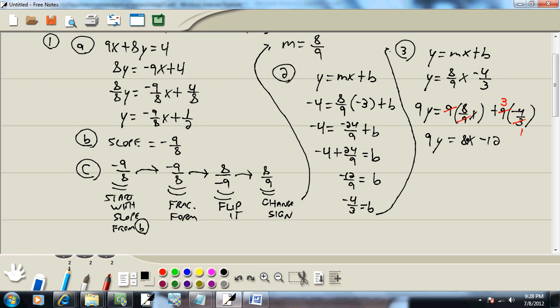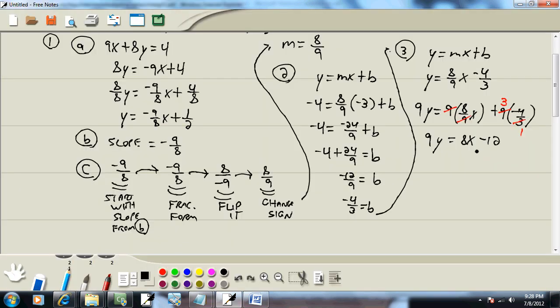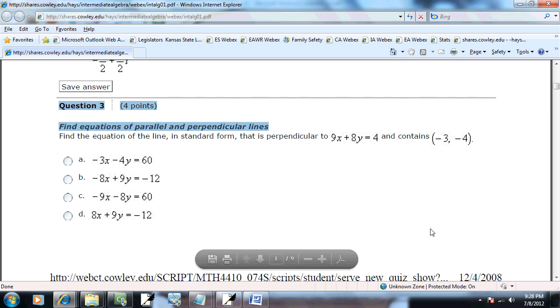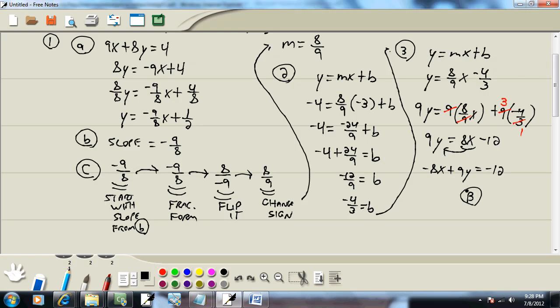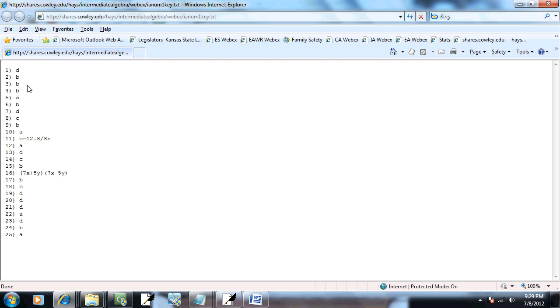Now, some books are picky about this. If you look at your variables, they want all the variables on one side, but they want the first one in alphabetical order to have a positive number before it. This one I don't think cares. It looks like they just get everything over on the left side, number on the right side. So I'll take the 8x over, and we get -8x plus 9y equals -12, which looks like B is in Bill. So that'd be 3b, which checks.